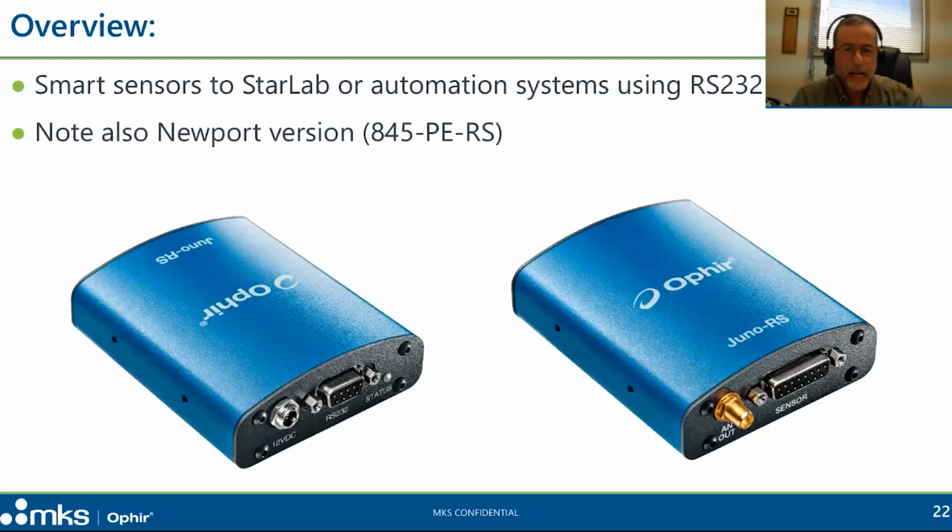We're the same company. So there is a Newport brand version of the Juno RS. One cannot mix and match one brand of sensor with the other brand of meter. That could either not work, or it could actually cause damage to the meter, but they do essentially the same thing. So if you're in a university and you're already using, let's say, Newport brand sensors, you would use the Newport version of the Juno RS. It's called the 845 PE RS. It looks the same, it's almost the same. I'm just mentioning that because it kind of jumps out.